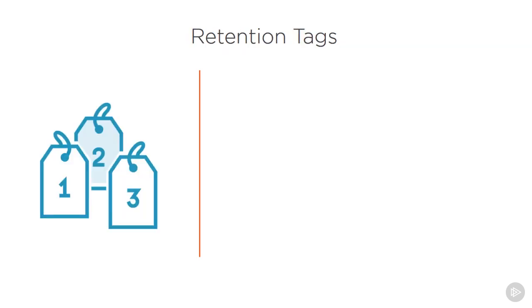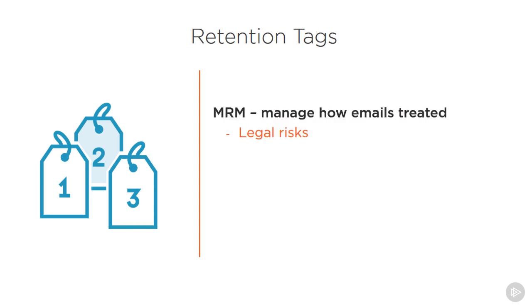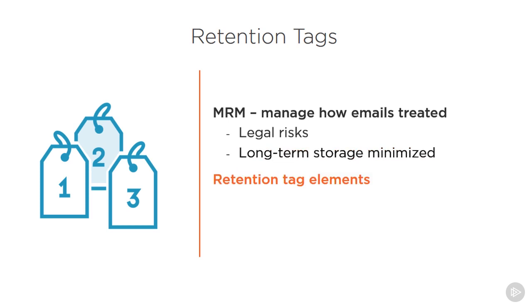Retention tags are the components that determine how long content is hanging out for and where it's stored. So when it comes to the tags, the MRM, the Messaging Records Management, is responsible for managing the content. Content that has legal risks involved can be kept longer than other content, where we can just minimize the long-term storage of that non-legal content. So we can decide based on these tags how long we want to keep this content.